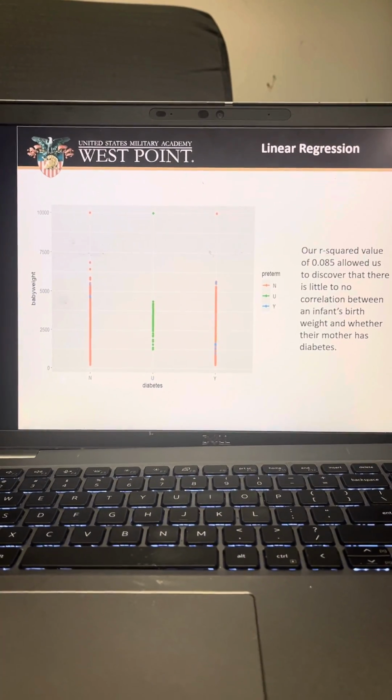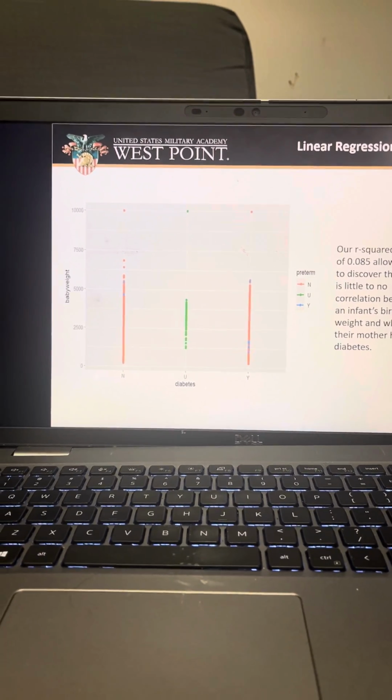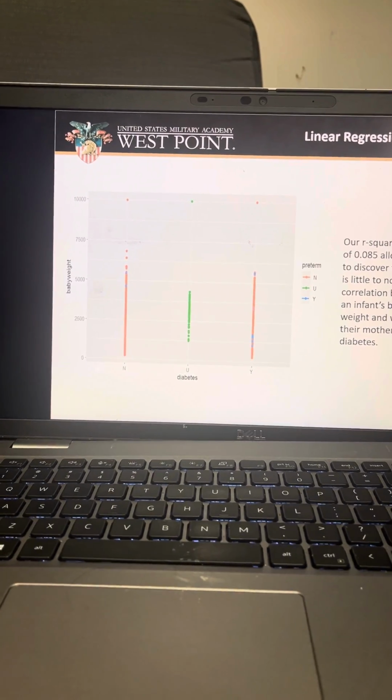Here you're able to see our linear regression comparing whether or not the mother has non-gestational diabetes with baby weight, as well as whether or not this was a preterm pregnancy.